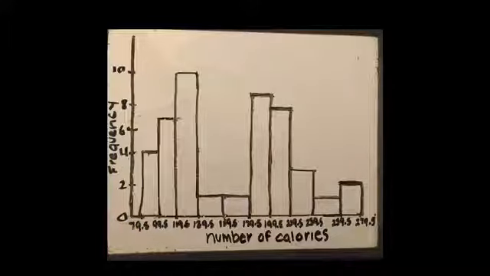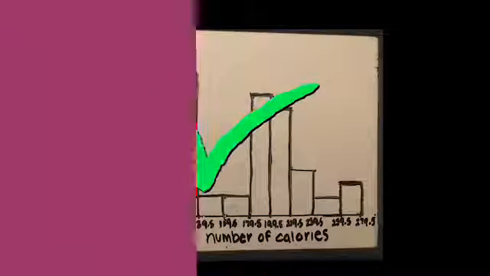After you're done drawing the vertical bars for each class, comment on the shape of the graph. We said that this histogram is uniform shaped, and that is how you draw a histogram.